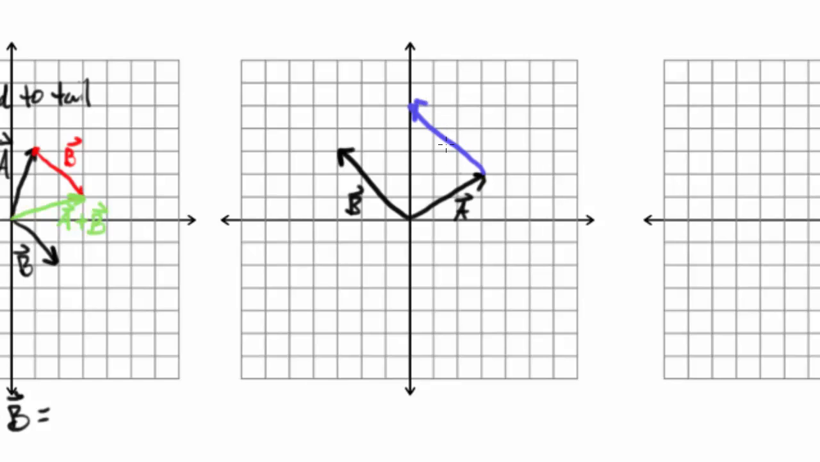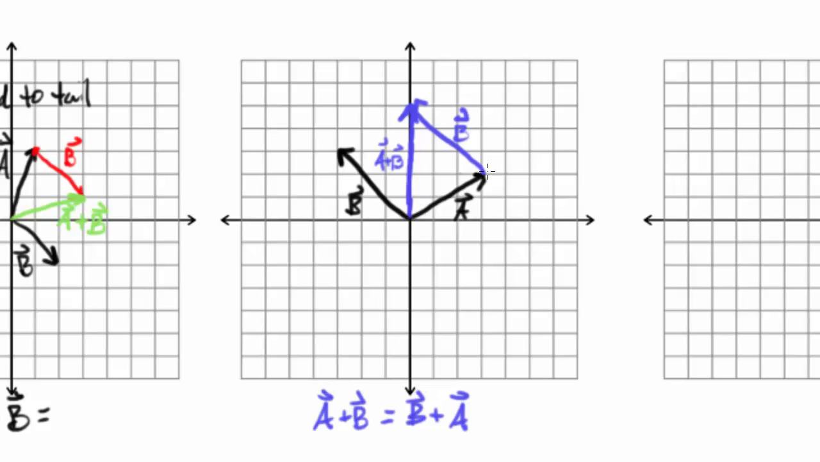We just draw it on there, and then the result is going to be this vector right here from the original to the very end. So this is A plus B. And the question now is, does this equal this? In other words, does the commutative property apply to vectors?